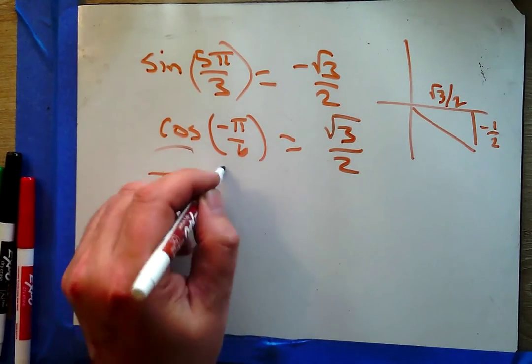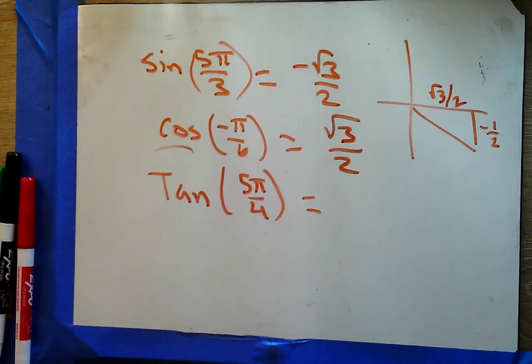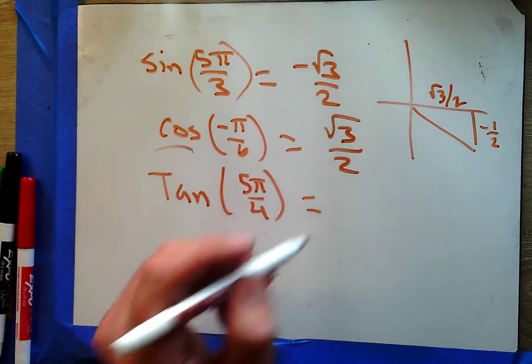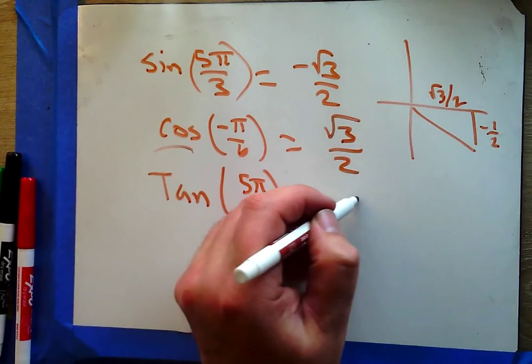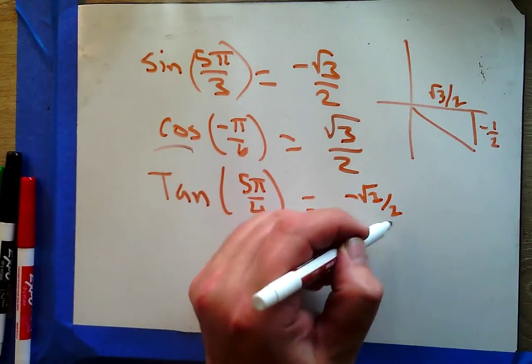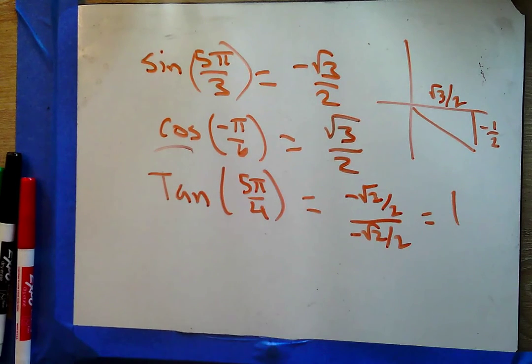How about tangent 5 pi over 4? 5, 4, 3, 2, 1. Well, our answer, remember, this is in third quadrant, and so we've got negative root 2 over 2 over negative root 2 over 2, and so yeah, we do get 1 there.